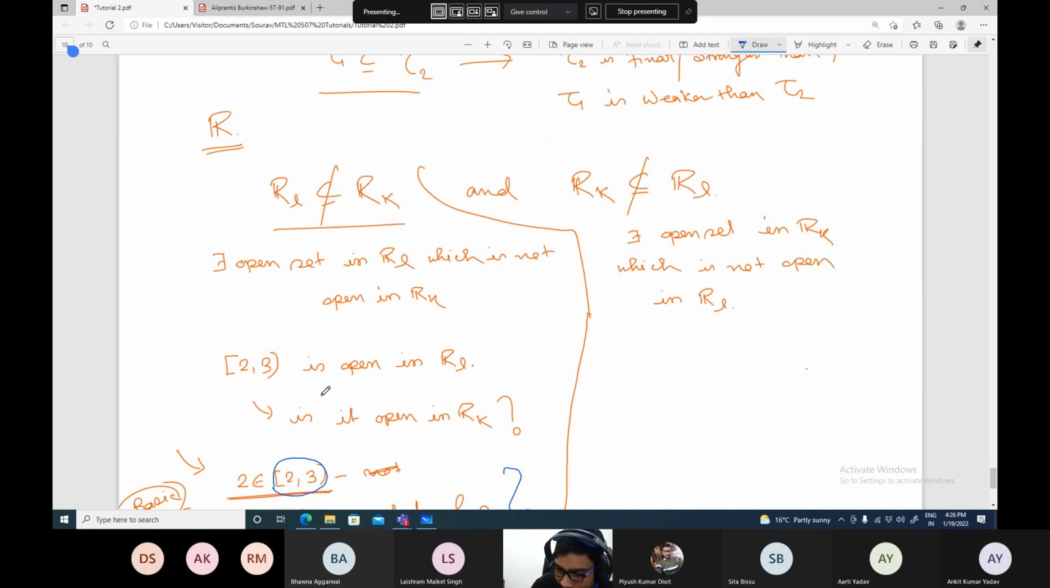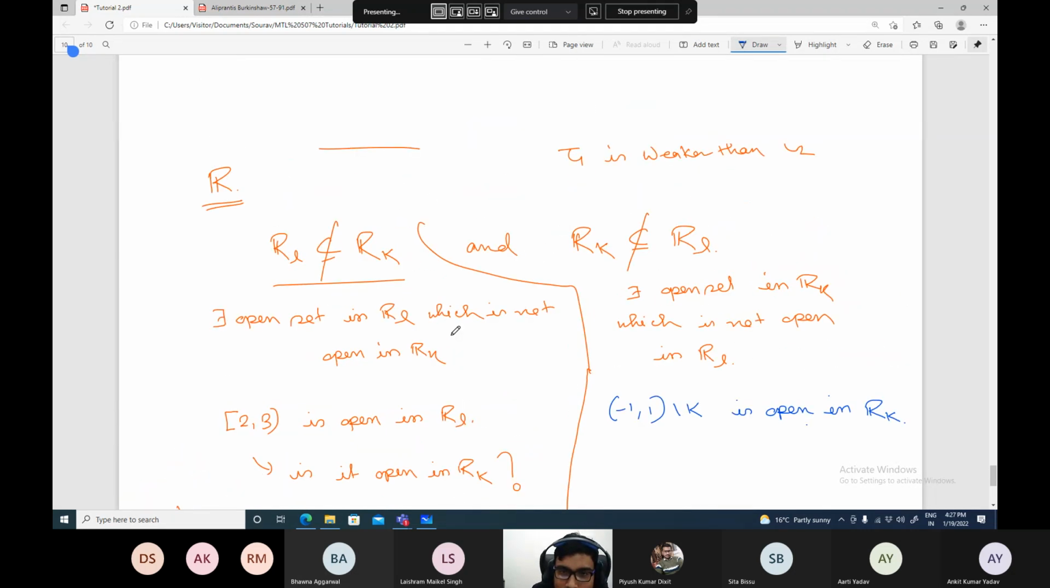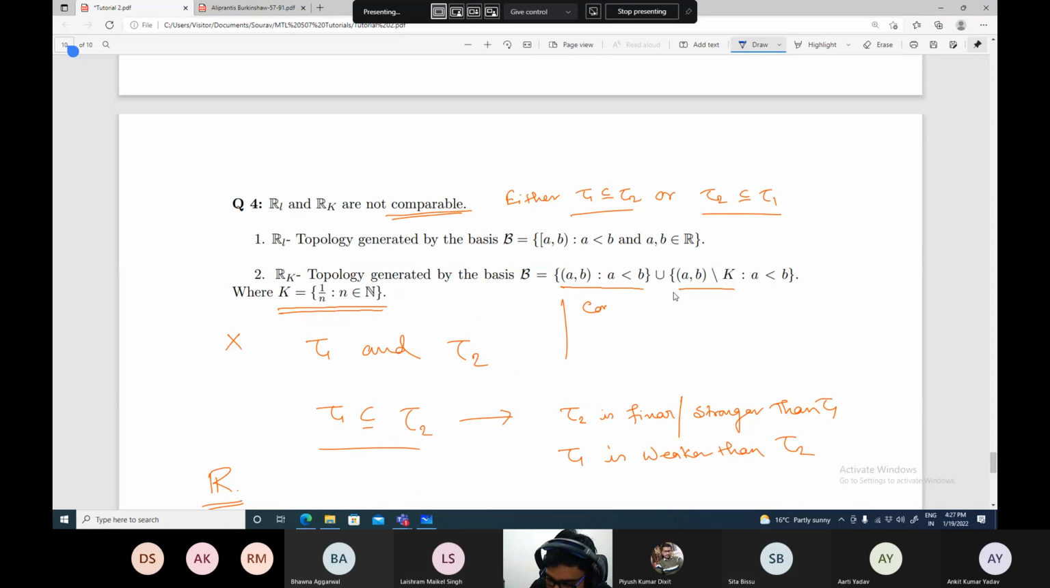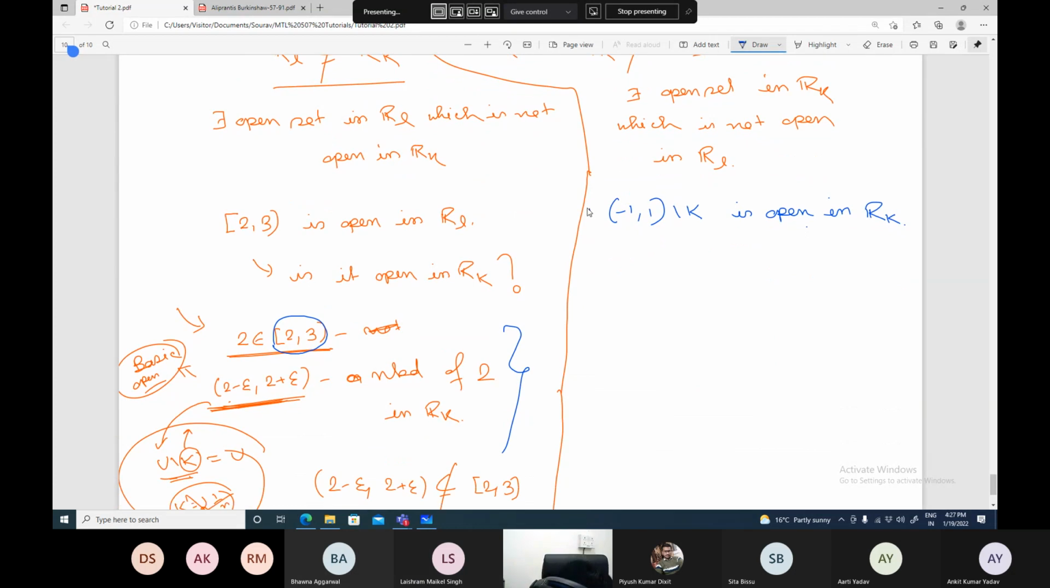Okay, now look at this one. Why is RK not comparable? Why is RK not contained in RL? See, (-1, 1) minus K is open in RK, right? Is it open? Yes, sir, by this kind of basic open sets. So now this is open in RK, and also this contains 0.